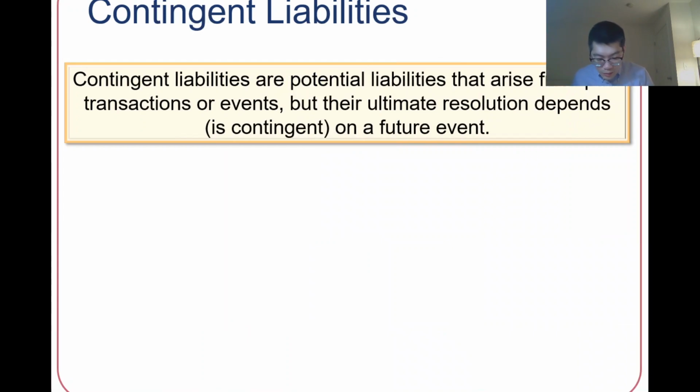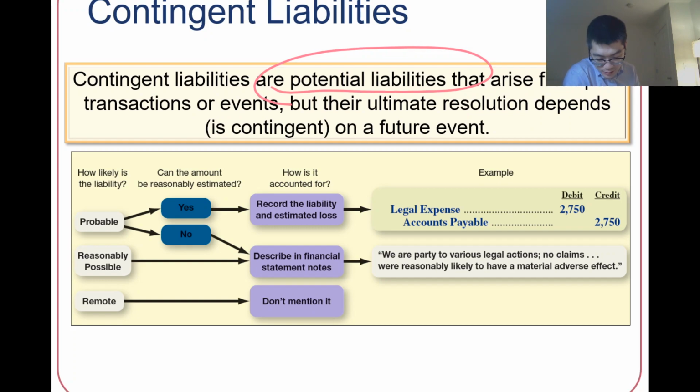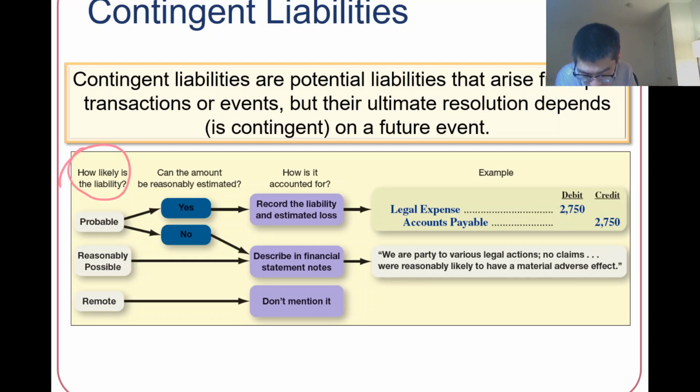So contingent liabilities are not actual liabilities that we have to pay off in the future. Those are potential liabilities, things that have not happened yet. If we have those potential liabilities, we still need to let our investors or potential investors in the markets know. How do we report that on the financial statements? It depends on how likely the liability is.